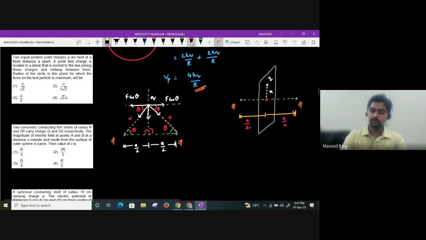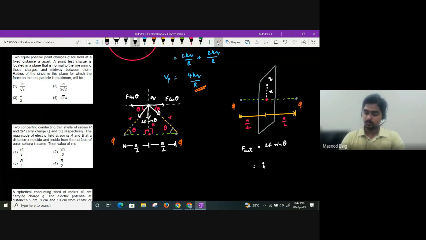And how much will that vertical component be? Here I want to find the value of x, please keep that in mind. From the left hand side, one component is F sin theta. From the right hand side also one component is F sin theta. So I'll get 2F sin theta. Again, differentiation is required in that. So the net force acting on the test charge should be 2F sin theta.